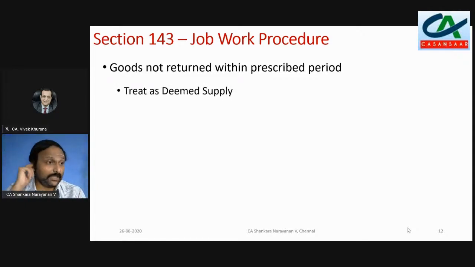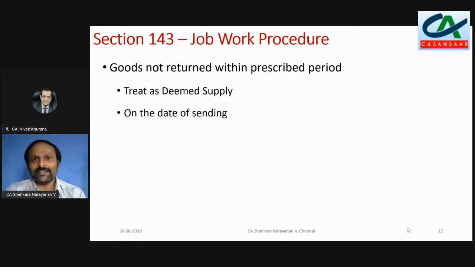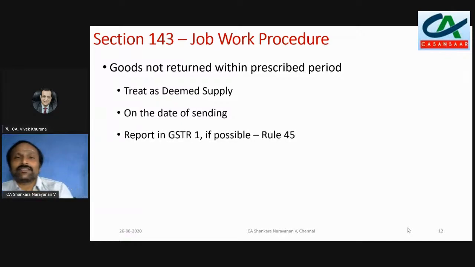One, the original movement which was made from our premises to the job worker premises, that movement will be deemed to be a supply. The original movement which we made will itself be deemed to be a supply, which means retrospectively we will become liable to pay GST. Hence, automatically, we are liable to pay the tax along with interest.